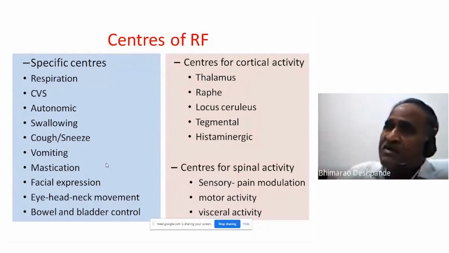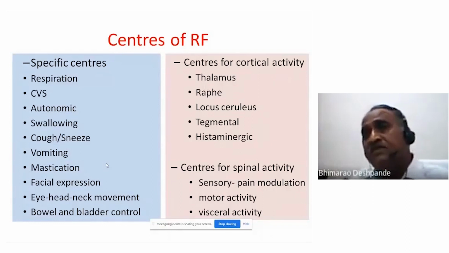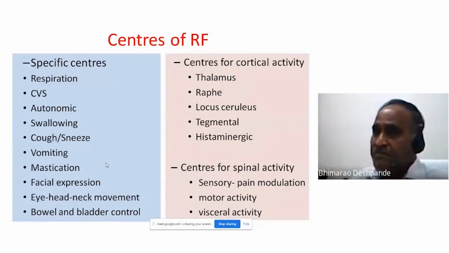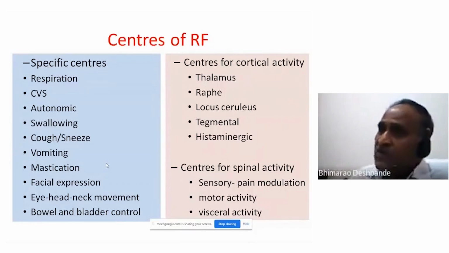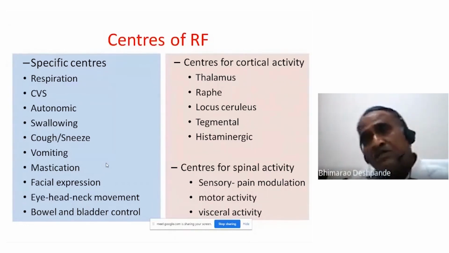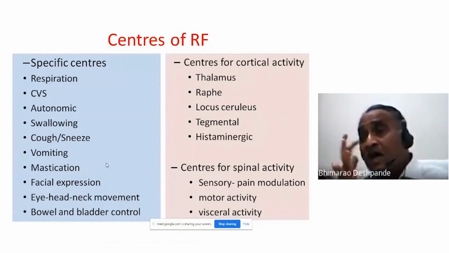Now, the centers that govern the cortical activity. The thalamus is the primary center that keeps our alertness, arousal, and attention. Alertness, arousal, attention, that is thalamus. Then we have the raphe, which governs the activity of a certain part of the brain that is necessary for emotions.